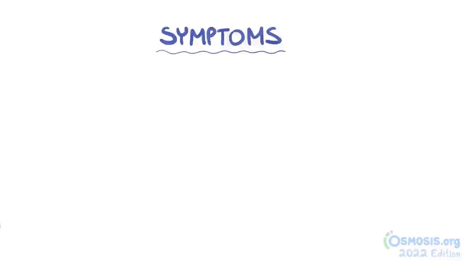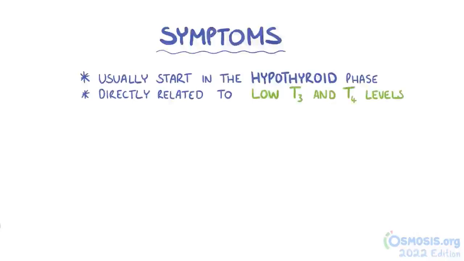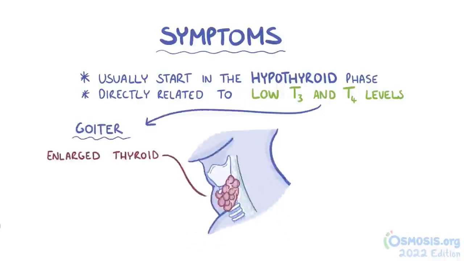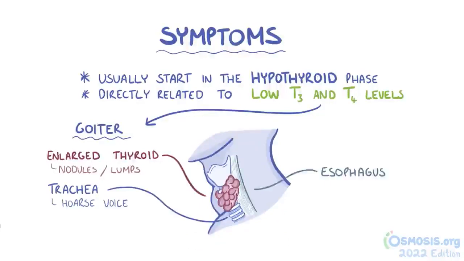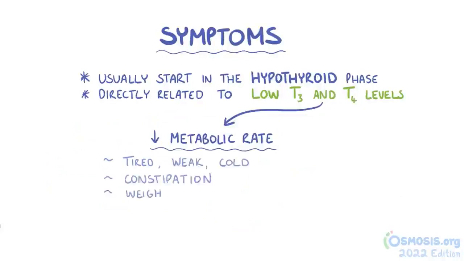Symptoms of Hashimoto's thyroiditis usually start in the hypothyroid phase and are directly related to low T3 and T4 levels. Individuals often have a goiter, meaning that their thyroid is enlarged and sometimes has nodules or lumps, which can sometimes press on the trachea, causing voice hoarseness, or on the esophagus, causing difficulty swallowing. The decreased metabolic rate could cause individuals to get tired easily, as well as feel weak and cold, have constipation, and rapid weight gain even without any change in diet or exercise.